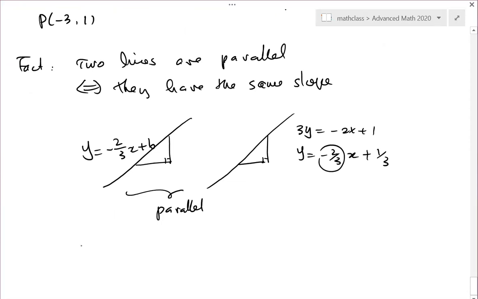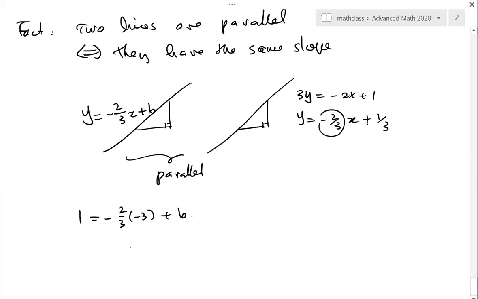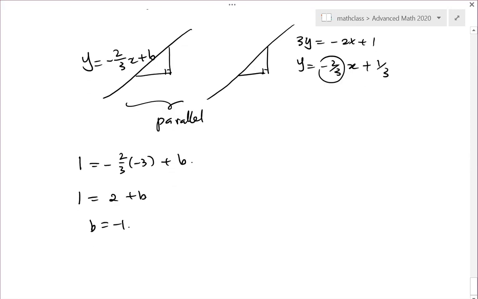So when x is negative 3, y should be 1. So this is the equation. Okay, so you get that is going to cancel. It's 2 plus b. B is going to be negative 1. So finally, I got the equation y equals negative 2 over 3 x minus 1. Yeah, good job, Nina.